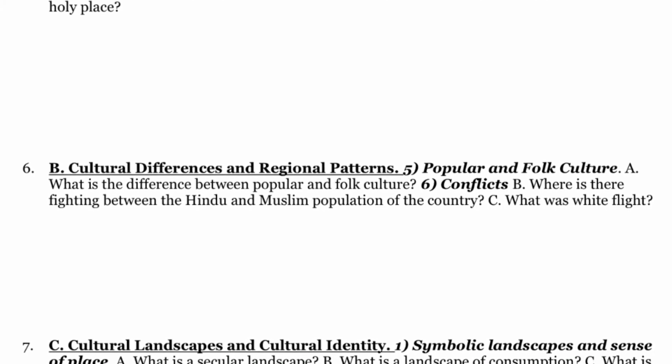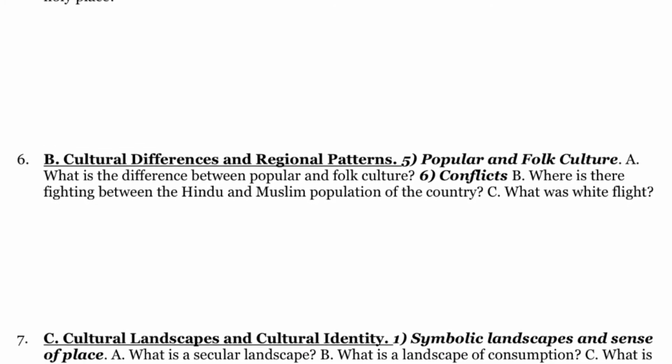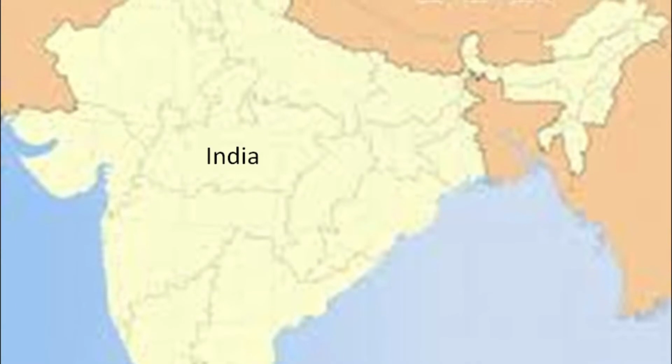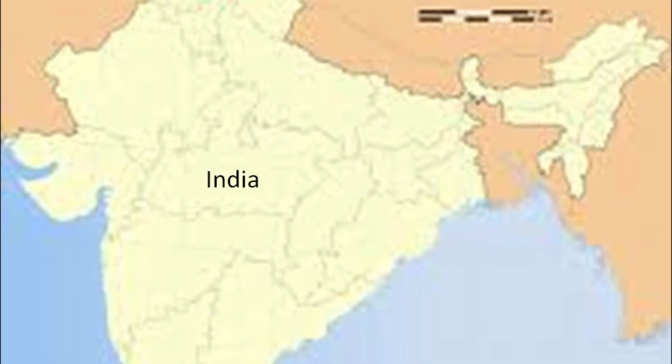Now, number 6, deal with conflicts. Letter B, where is there fighting between the Hindu and Muslim populations of a country? I put the country, but of what country? Now, when you're thinking about Muslim population, remember we're looking at the Middle East. We're thinking about Hindus, predominantly found in India. So it's where these two are mixing.